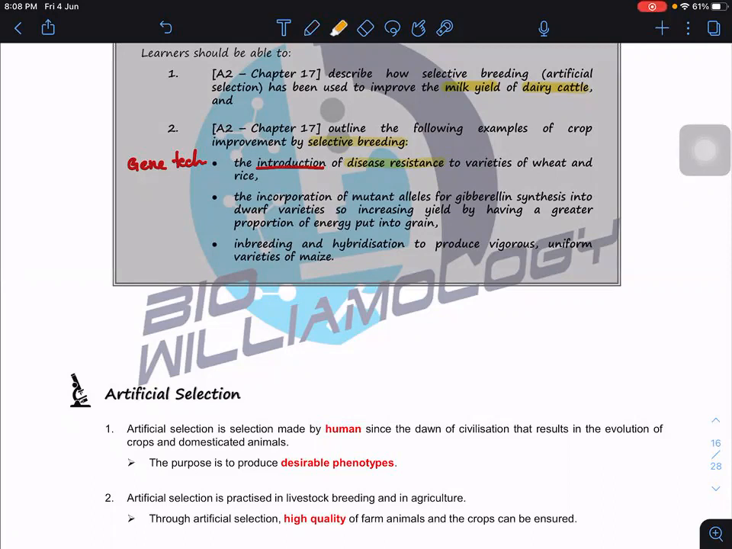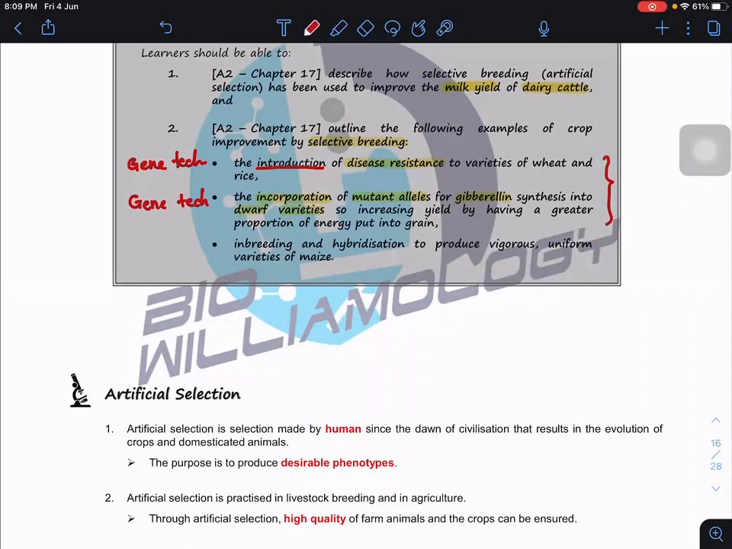Also, we can incorporate a mutant allele for gibberellin synthesis to produce a dwarf variety. We have learned about gibberellin, right? Again, we're going to look at gene technology for how we can do this. Are you clear? I'm not going to discuss these two in detail in this topic, but in the next topics we'll look at how we can introduce or knock out a certain allele in a plant so that it grows better and produces more yield. For example, some crop plants may need 2 or 3 years to grow, but now they only need 1 year to give us products.